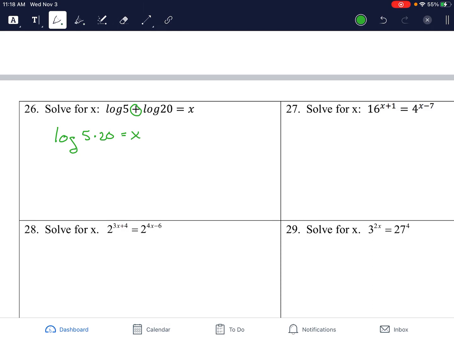Now, the other thing is there's no base for your log. But we talked about this. The base for a log that doesn't have a base is 10. So 5 times 20 is 100 equals x. If we smash the log, the base goes over to this side. So we have 10 to the x power equals 100. What exponent makes 10 into 100? X equals 2.